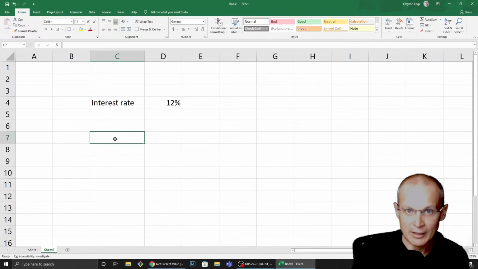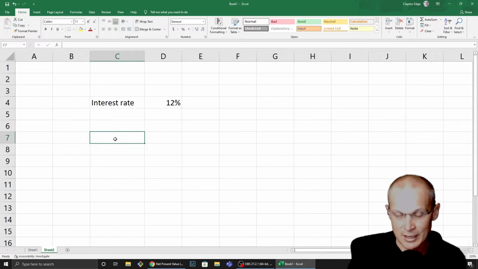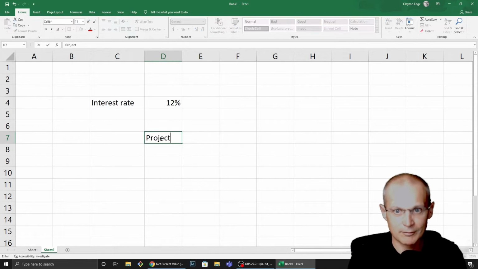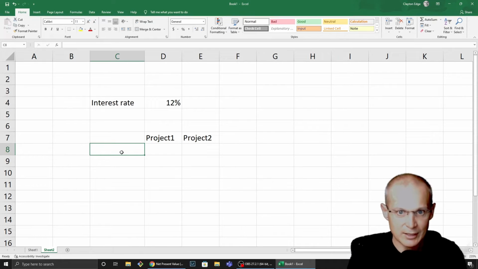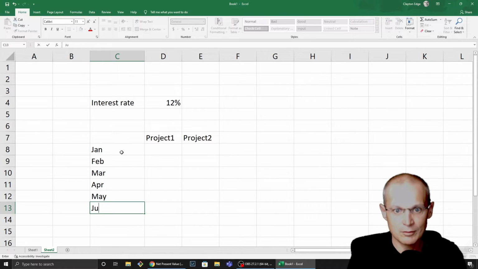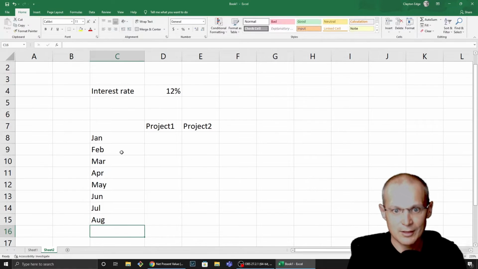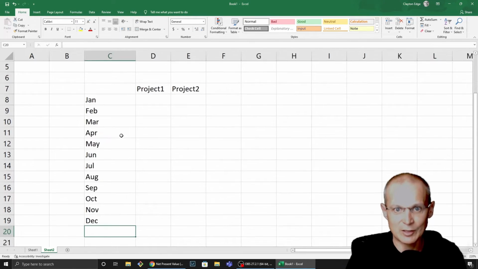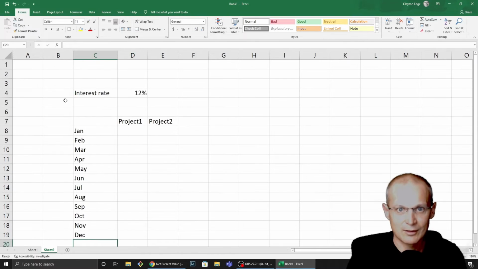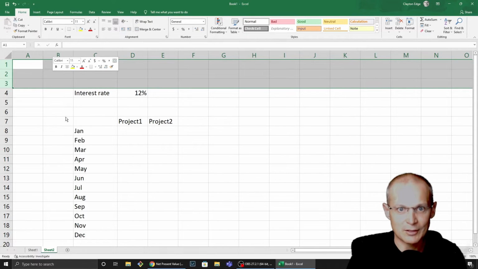And we're going to look at the two projects. We're going to pretend that they're only going to go for a year, and they'll have a cost up front, and then they'll have some sort of return. So let's have a look at our first project. We'll call that project 1, and this one we'll call project 2, our comparison project. We're going to start in January, February, March, April, May, June, July, August, September, October, November, December, and I might just make this slightly smaller so you can see all this on one screen. Let's get rid of these rows at the top.